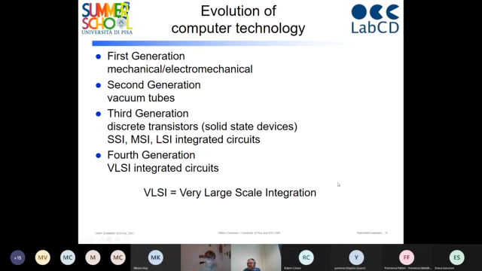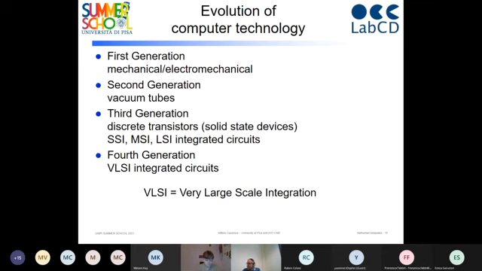And when we say very large scale integration, you can think that on a chip, let's say 2 centimeters by 2 centimeters, so this is the actual size, you can put more than 10 million circuits. So this is the way that our smartphones and all the computers are built today.